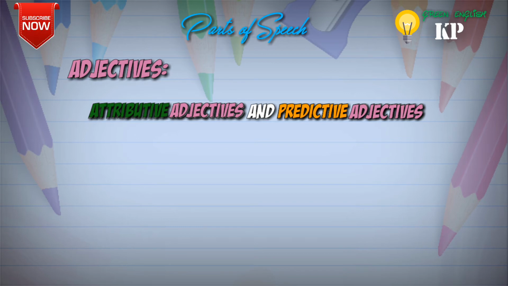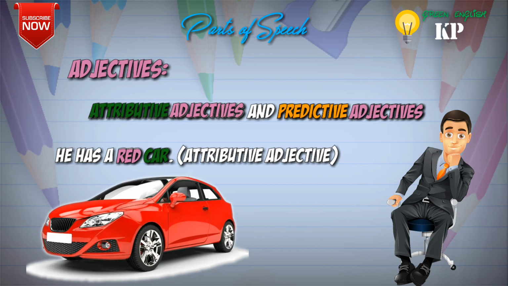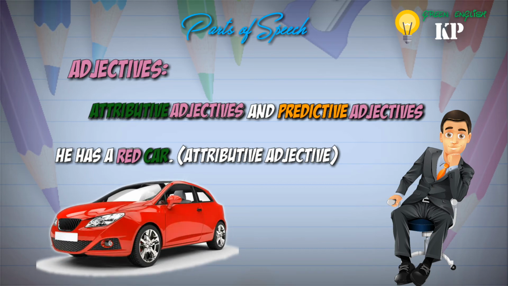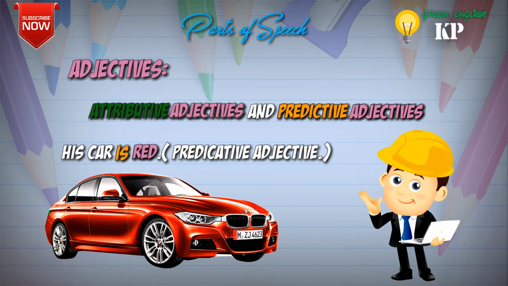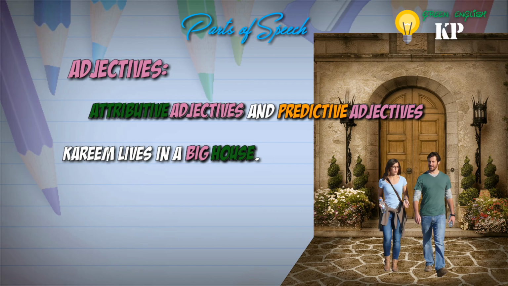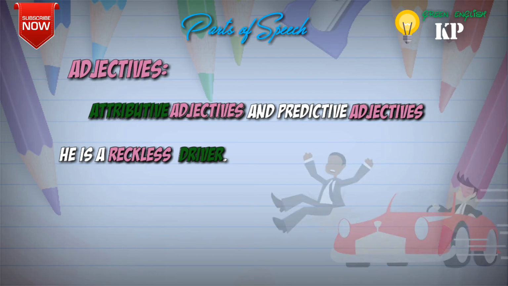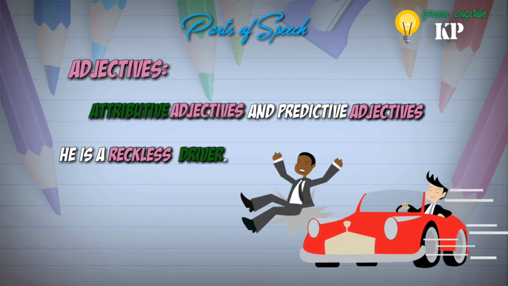Note: some adjectives can be used attributively and also predicatively as well. Example: he has a red car, attributive adjective. His car is red, predicative adjective. Kareem lives in a big house. He is a reckless driver.